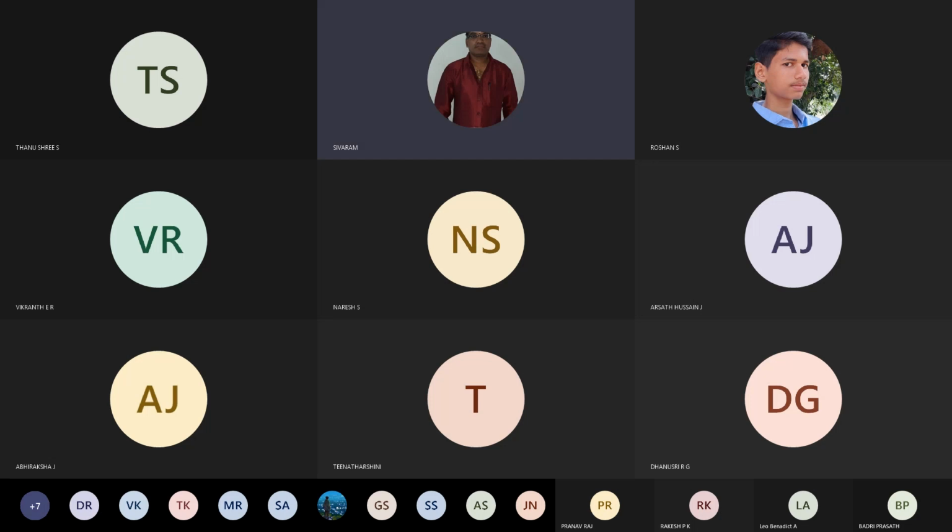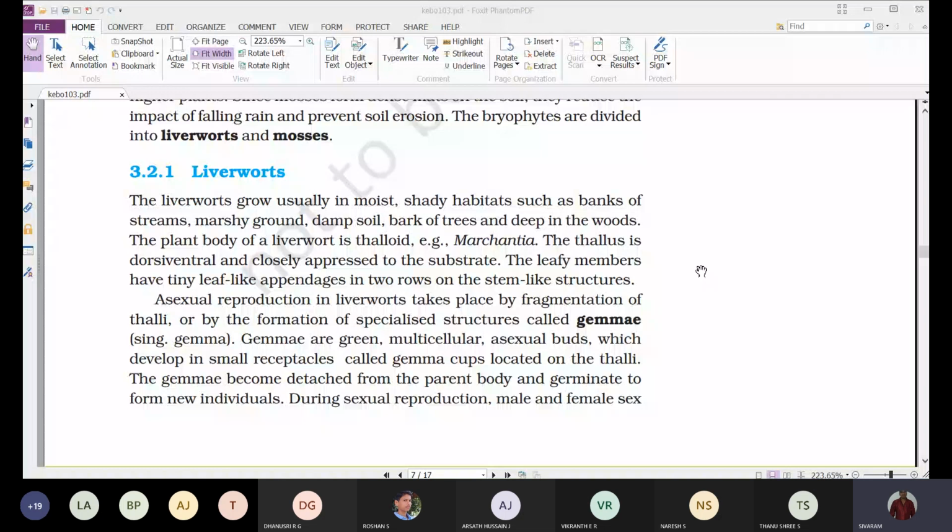And next, in other characteristic features, we are discussing liverworts. Generally, the liverworts usually grow in moist shady habitats, that is, on the banks of streams, marshy ground, damp soil, bark of trees, and deep in the woods.